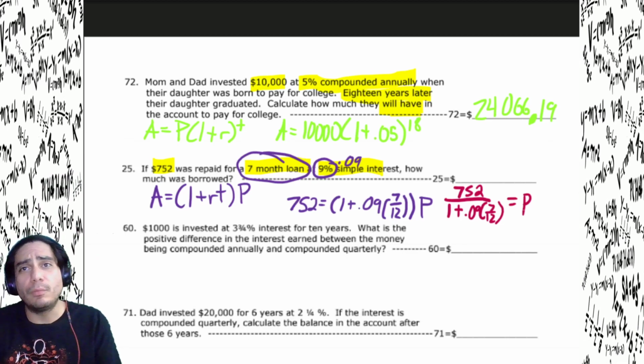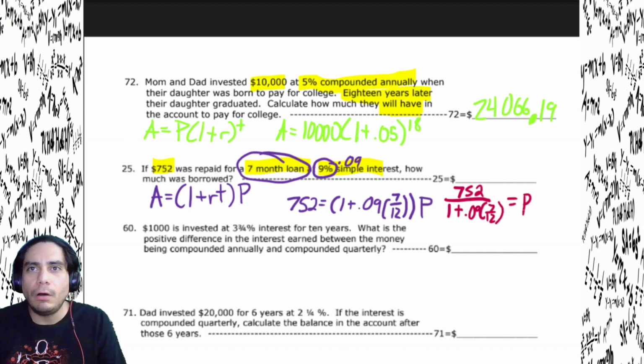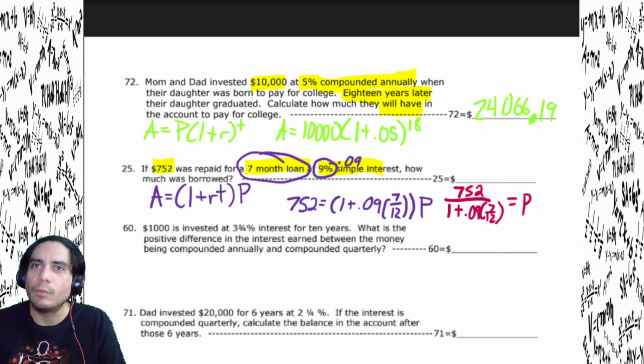It's an intense problem right here. But don't freak out. I'm telling you, don't freak out. Many people freak out. They're like, oh, money, I can't handle the money. It's not hard. It's not hard. But we just got to understand what we're doing here.